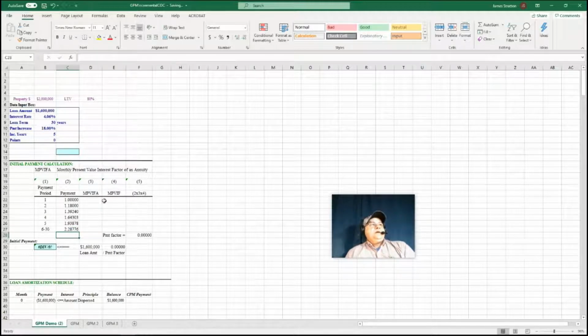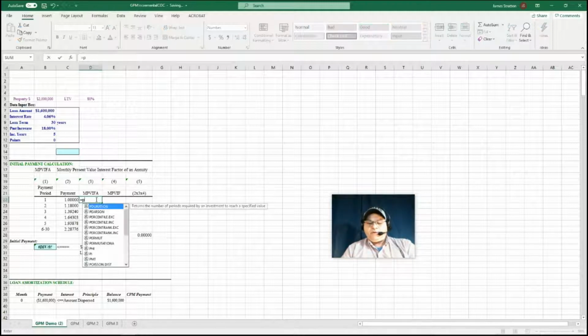Okay. Next thing we got to do is figure out our monthly present value of an interest factor of an annuity. And I'm not going to go into the definition of that tonight. We're going to tie all that up in episode 7 in a nice, pretty bow for you. But just suffice that we need to calculate it. We're also going to need to do the same thing just for the interest factor. All right. But right now, let's do it this way. All right. So here we go.